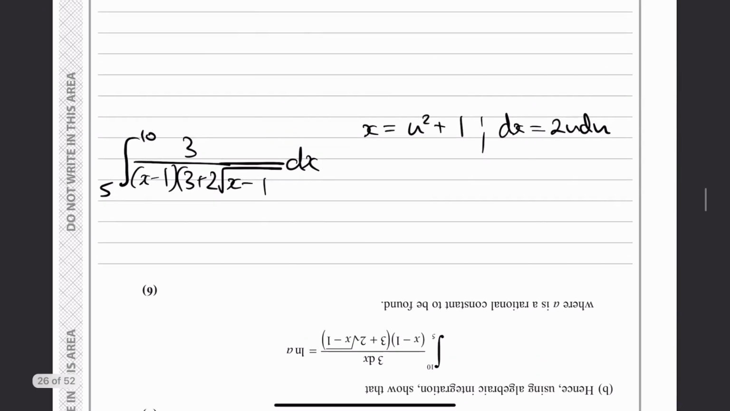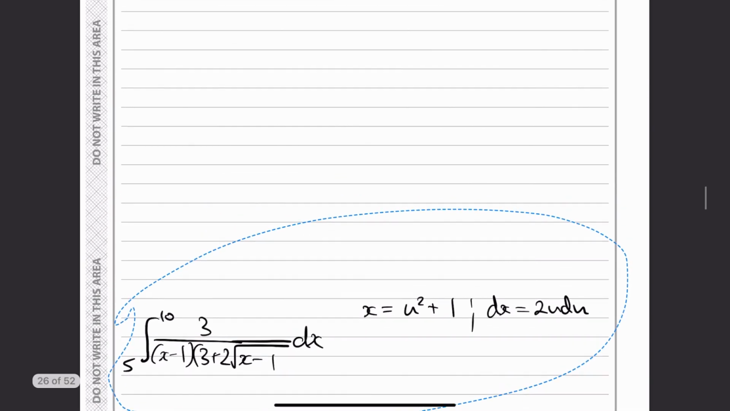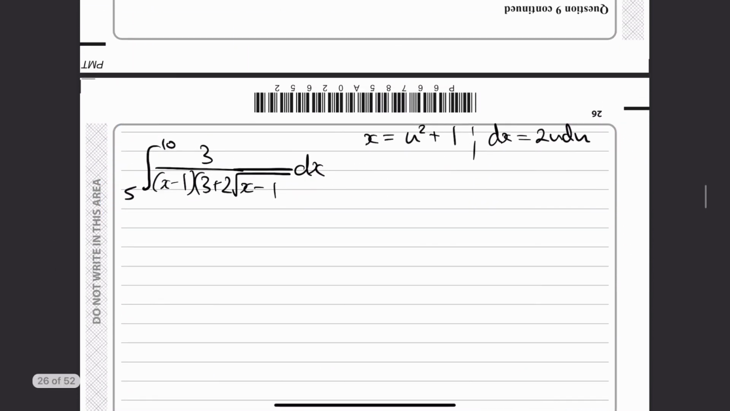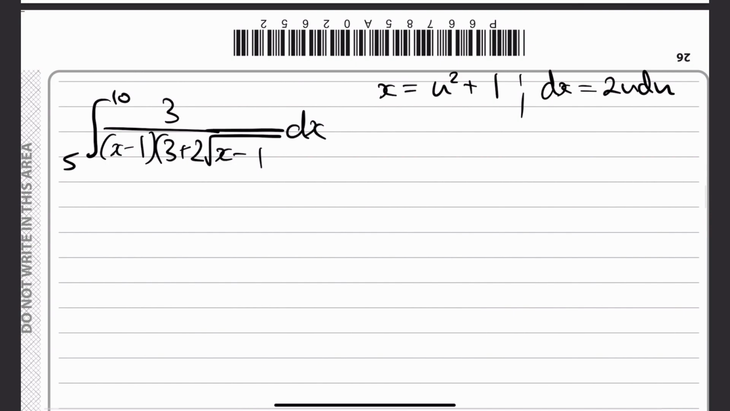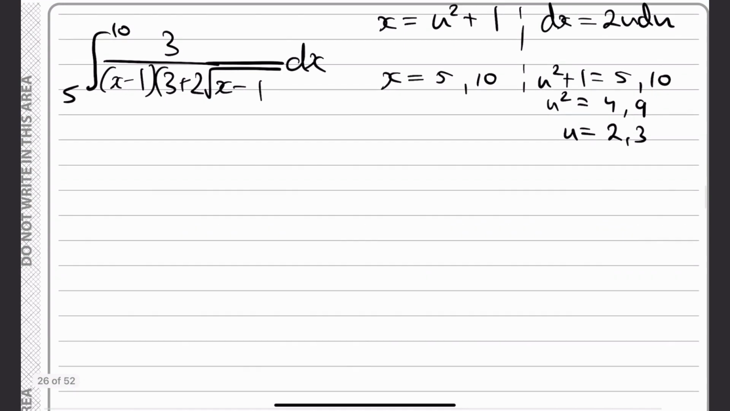Yeah, okay. So let's just put this in. Move this up here. And also going to have to find new bounds. So we know x is going from 5 to 10. So if we put u squared plus 1 is equal to 5 and is equal to 10, you can see you're going to end up with u squared is equal to 4 and 9. So u is 2 and 3. So the new bounds are going to be this.